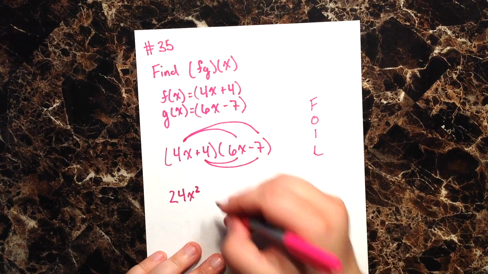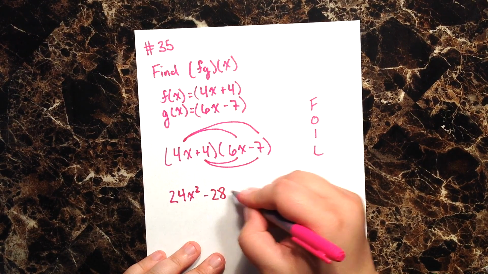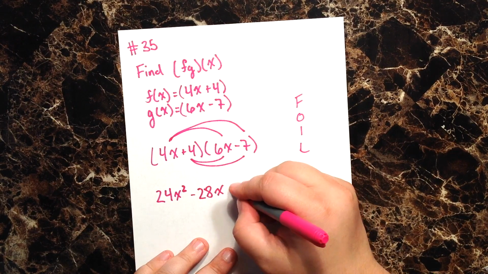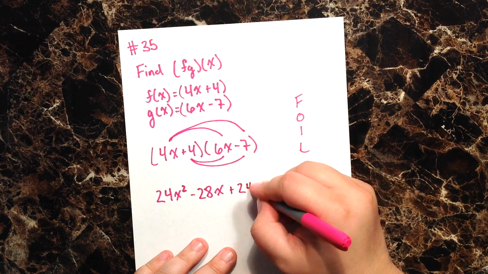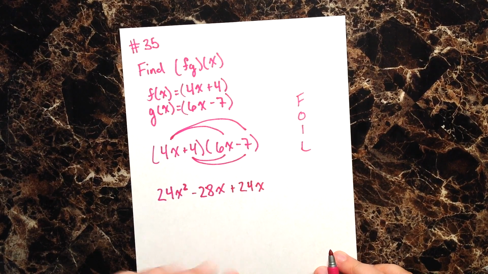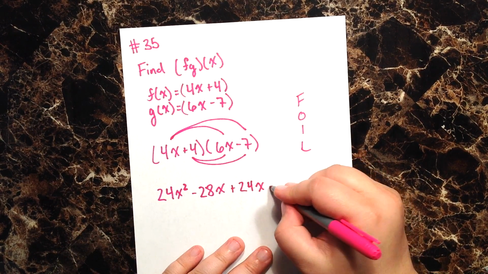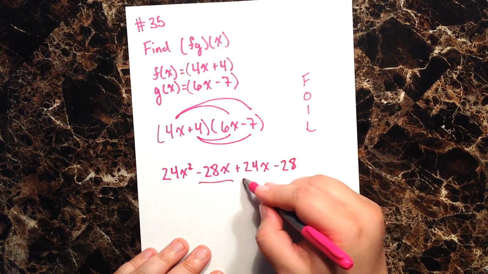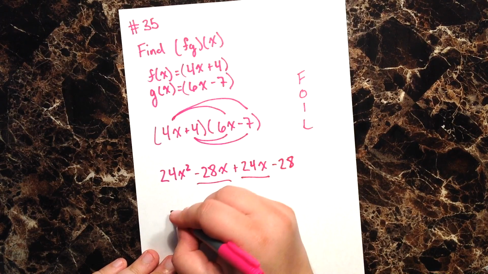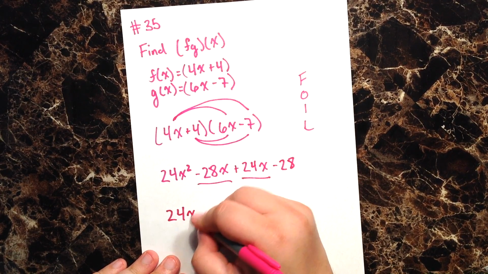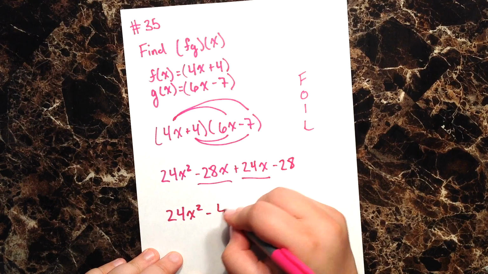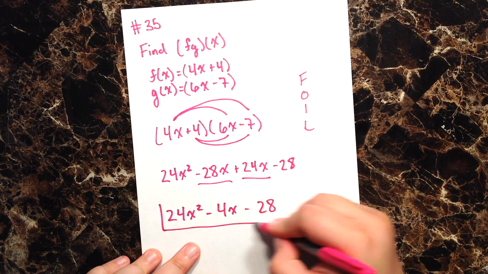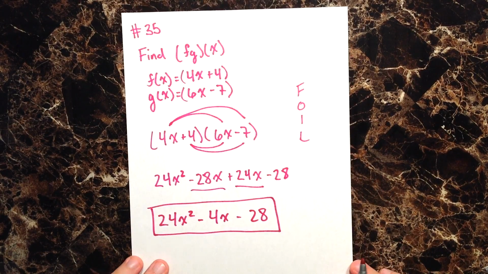4x times negative 7, well, that gives me a negative 28x. 4 times 6x gives me a positive 24x. And lastly, 4 times negative 7 gives me a negative 28. I can combine like terms here with our middle terms. And when I do that, I get 24x squared minus 4x minus 28. And that is our final answer.